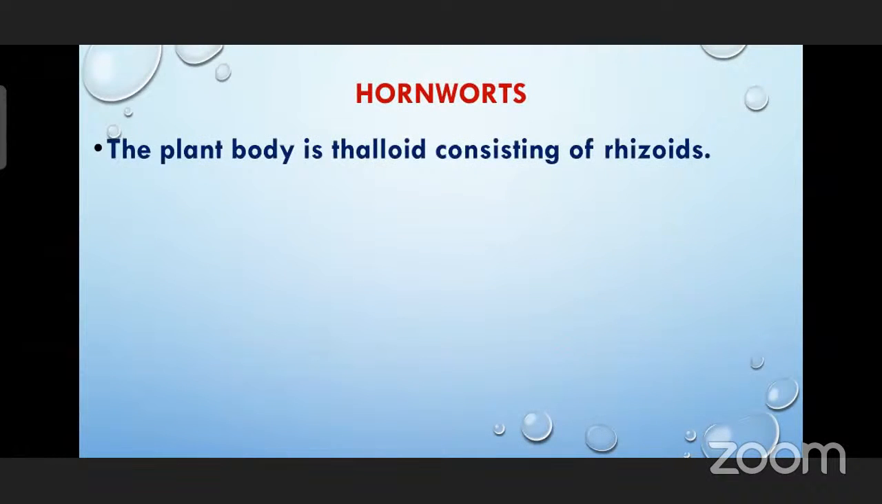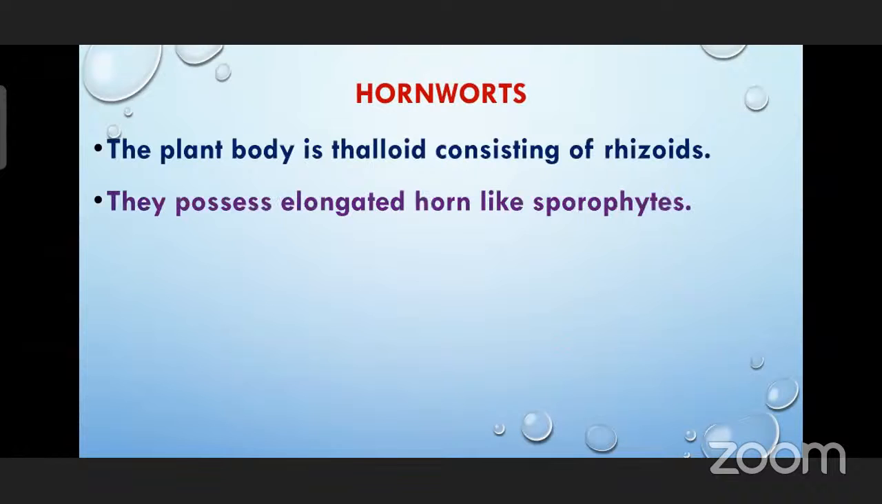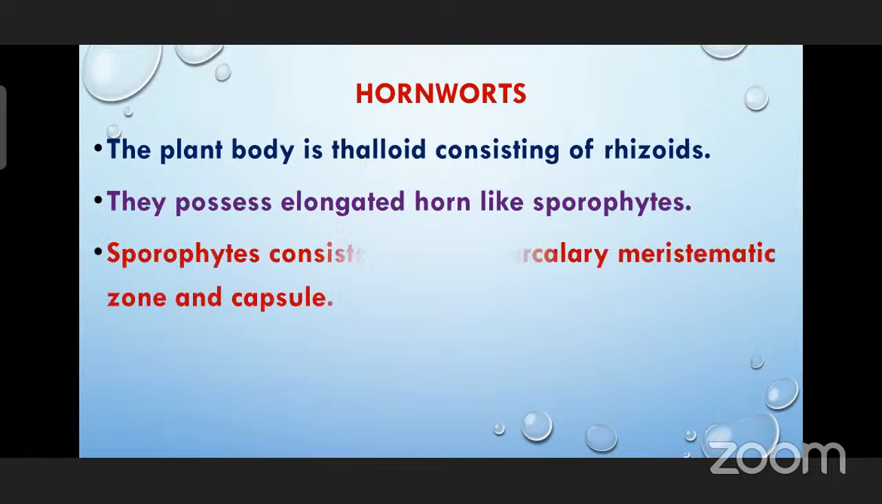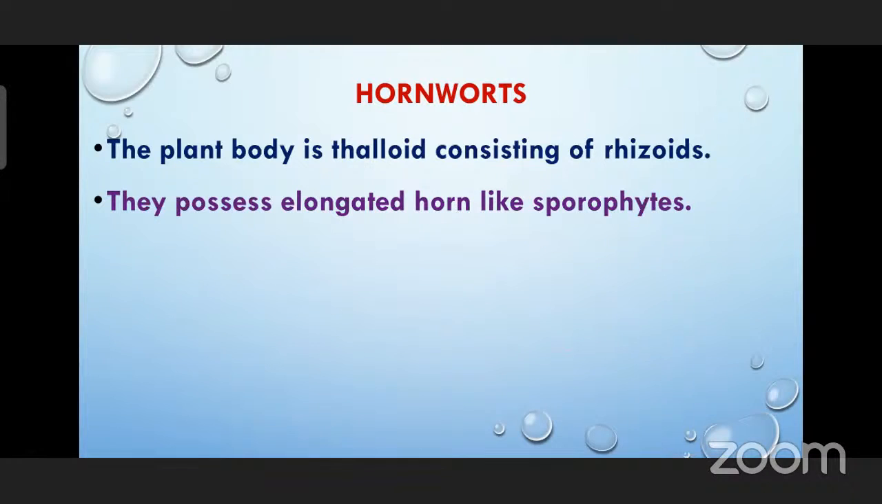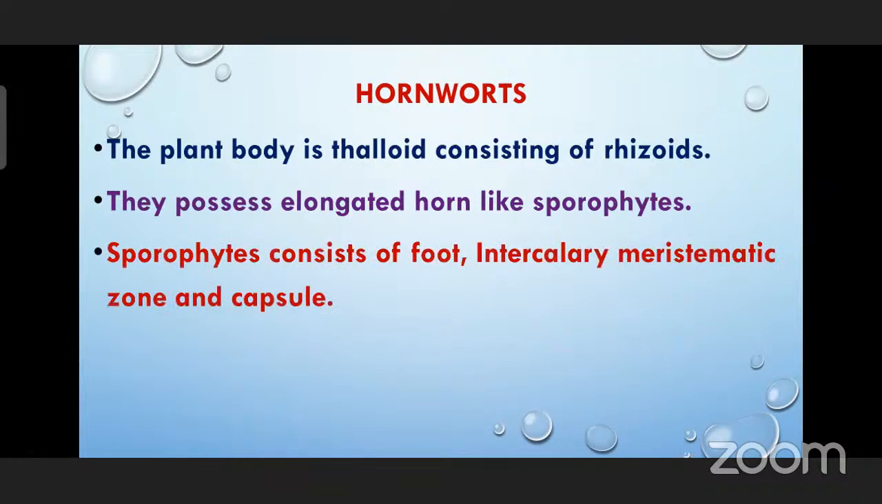Hornworts. In hornworts, the plant body is thalloid, consisting of rhizoids. They possess elongated horn-like sporophytes. The sporophytes consist of foot, intercalary meristematic zone, and capsule. Instead of a long seta, they have an intercalary meristematic zone, and the capsule is as it is, and that's why the shape of this plant's sporophyte is horn-like.